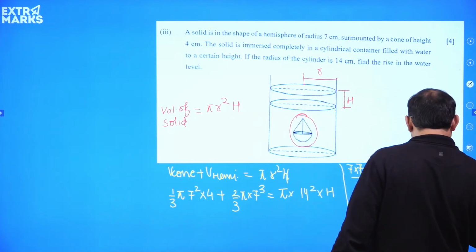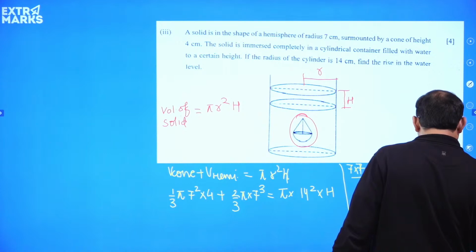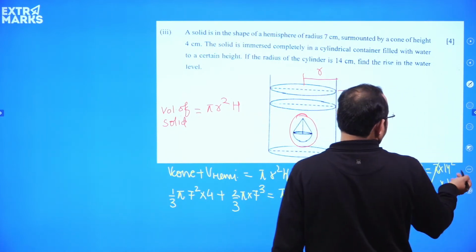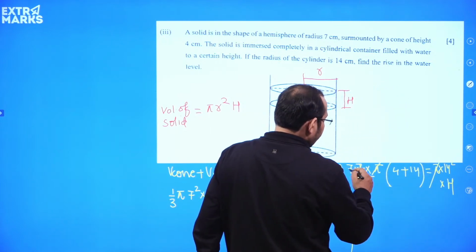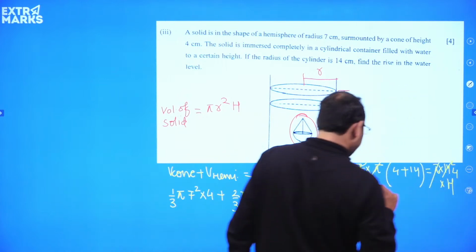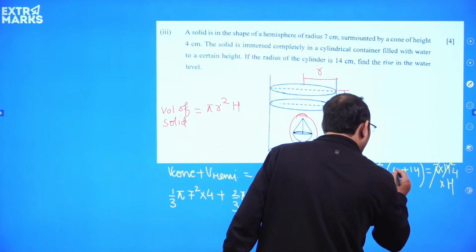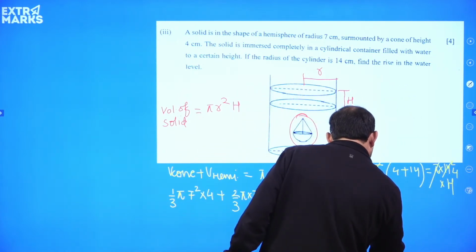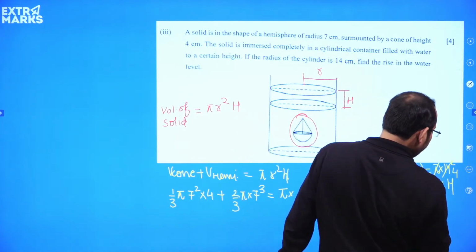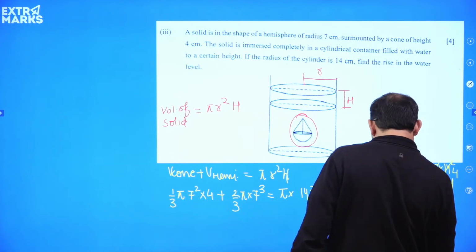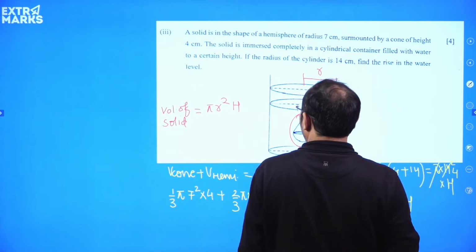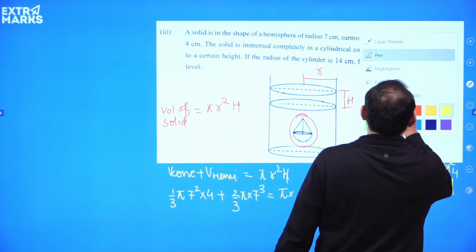Equal to pi 14 square multiplied by h. Pi gone with pi. Then next thing, 7 square, 14 square, here we will be left with 4. So overall we have 18 by 3 equal to 4 multiplied by h. Right? On solving this, you should get your answer.